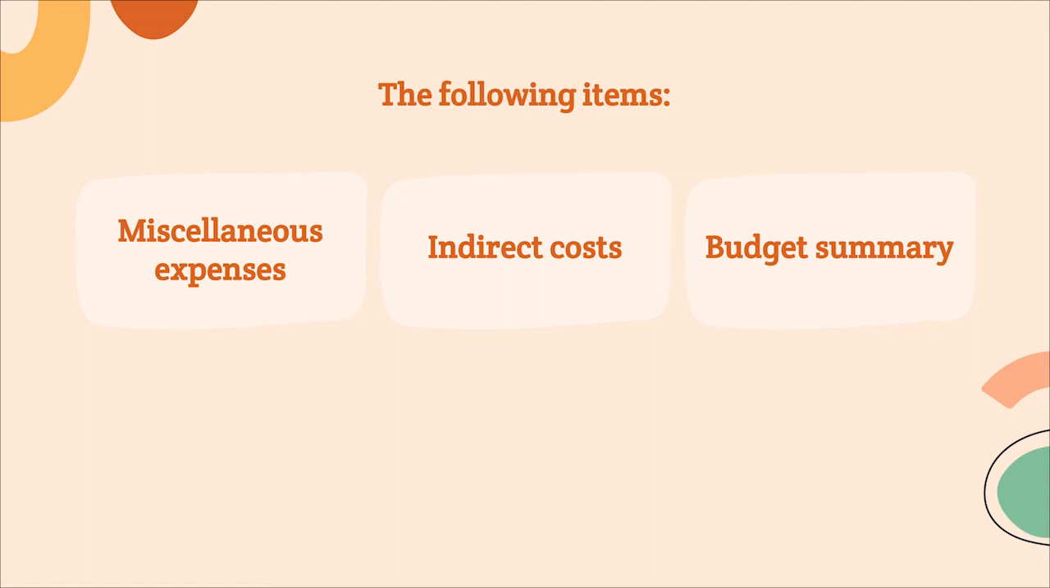8. Indirect costs, costs that cannot directly be identified with a particular project, such as library services, utilities, accounting, maintenance, secretarial support, and so on. 9. Budget summary. If the budget is relatively long, it may be advisable to provide a summary of the budget, listing major items only.